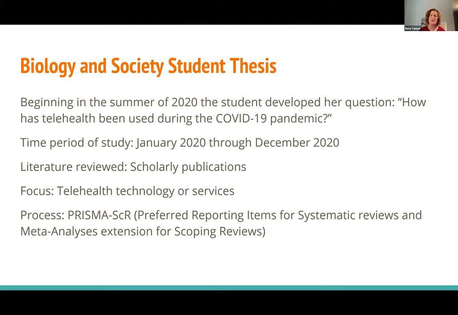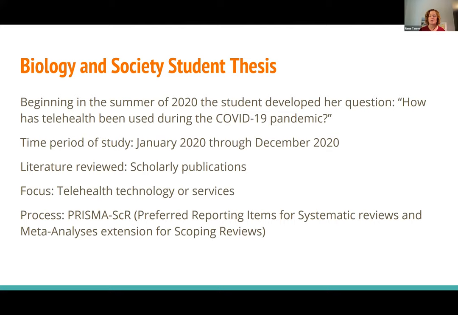So we've got a health sciences librarian here at ASU. Her name is Janice Hermer. And she met with us and I knew I had the support of a professor at ASU, Jane Mindshine. So we started out, we said, well, we've got to do a limiting view of this picture. So we decided just for the year of 2020, she was going to study this. She was going to only look at scholarly publications and look at telehealth in terms of the technology as well as the services that were being provided.